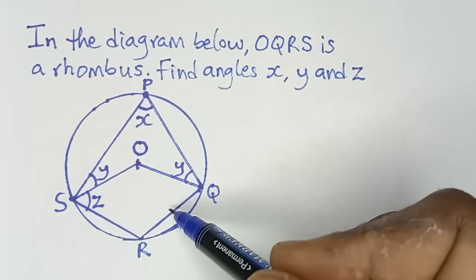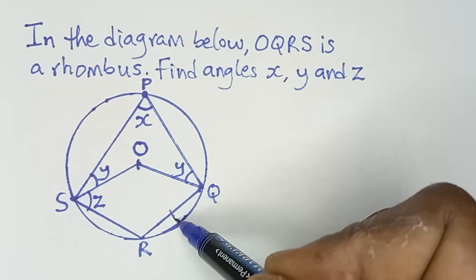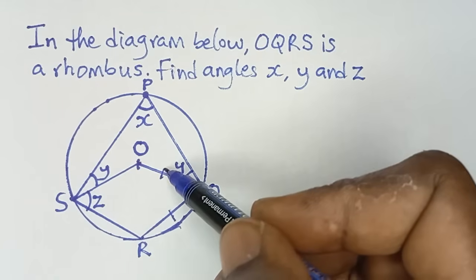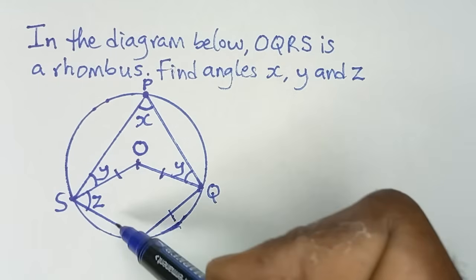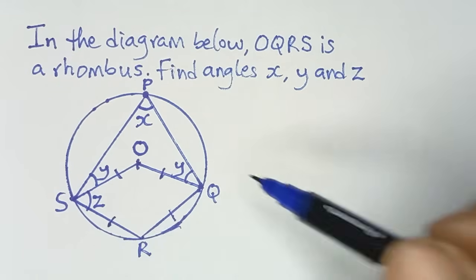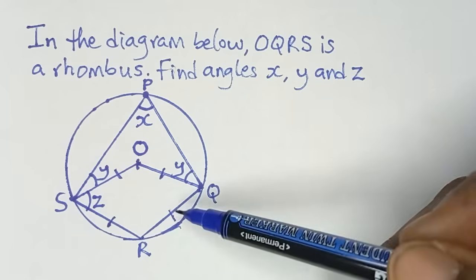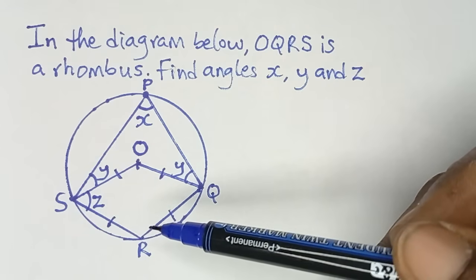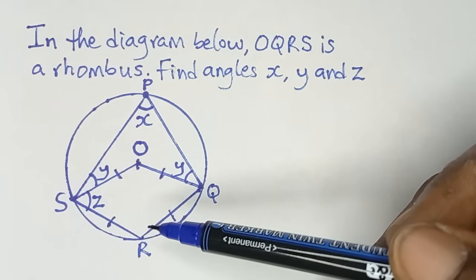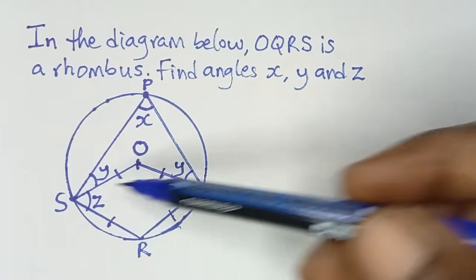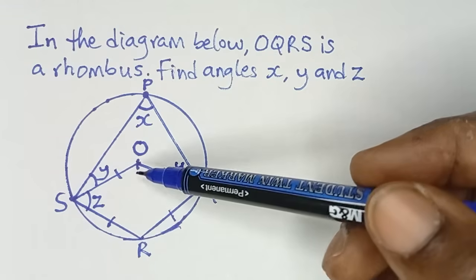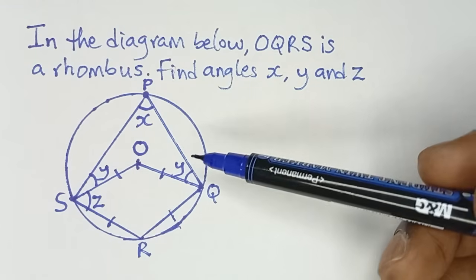And in a rhombus, all the sides are equal. Take note of that. All four sides are equal. So this is the rhombus now. Then we should not forget that the opposite angles of a rhombus are equal.